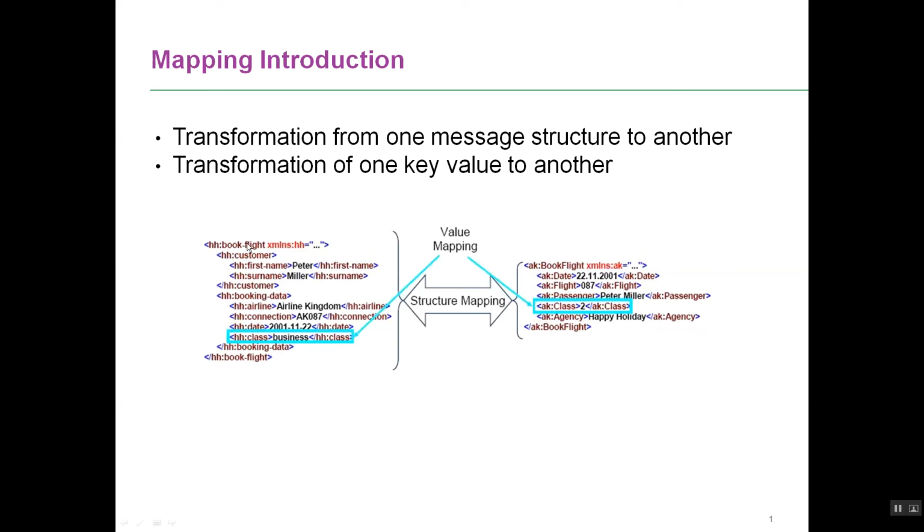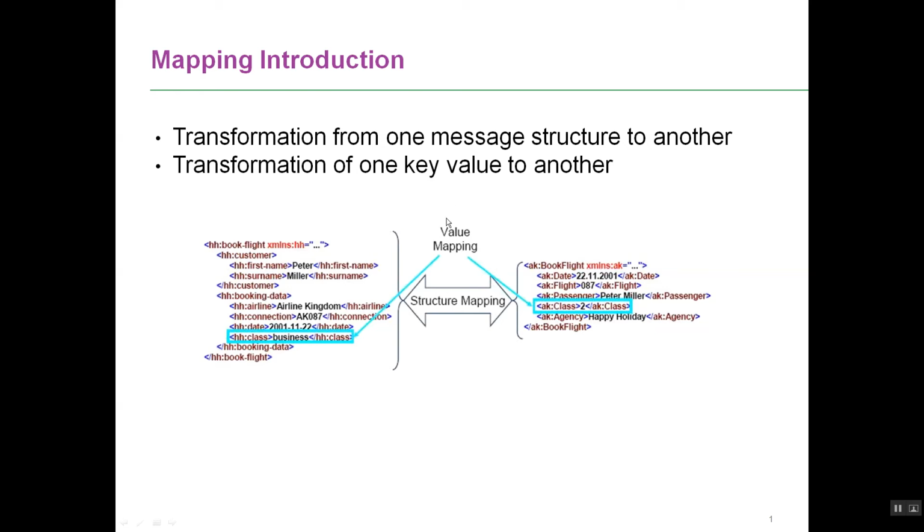For example, on the left hand side we have a flight booking requirement, and if you see, the first name and the last name has been concatenated. The airline data is missing. The connection detail just contains 087 and so on. So basically there's a structure mapping that goes on, and apart from a structure mapping, there could be times when you need to also do what we call as a value mapping.